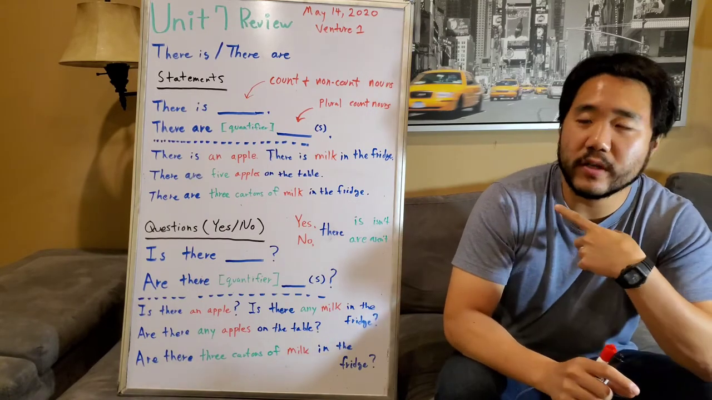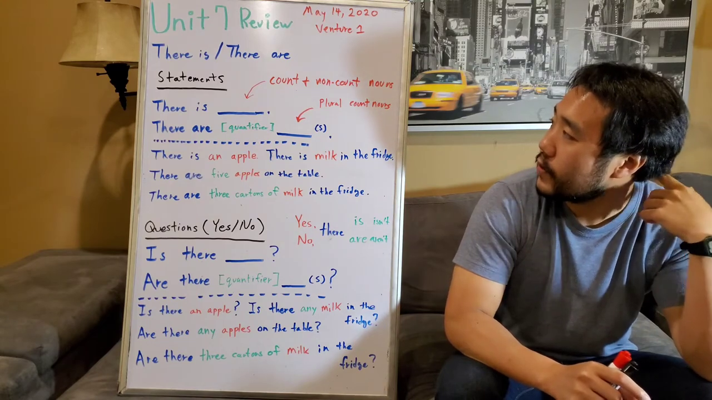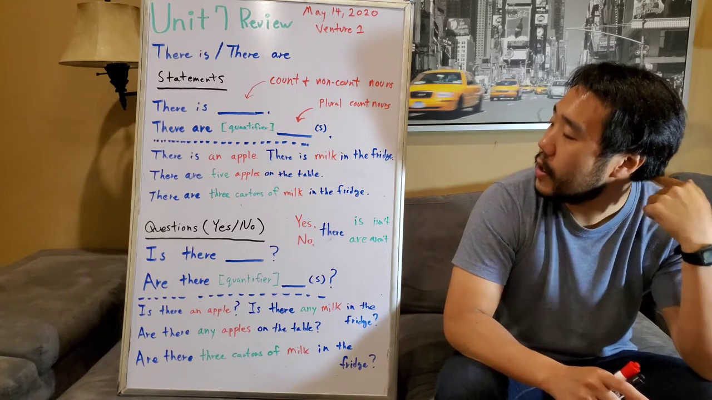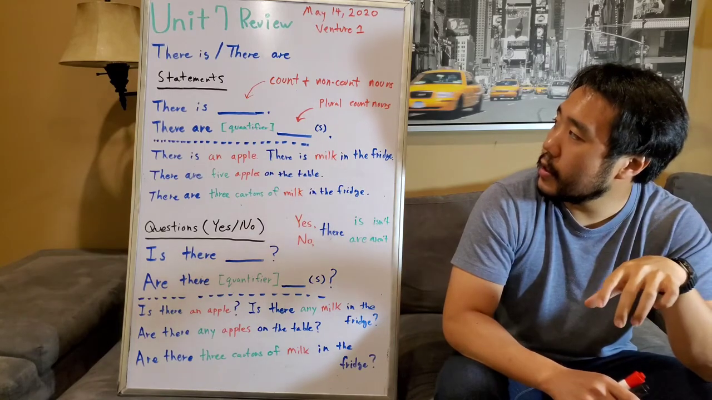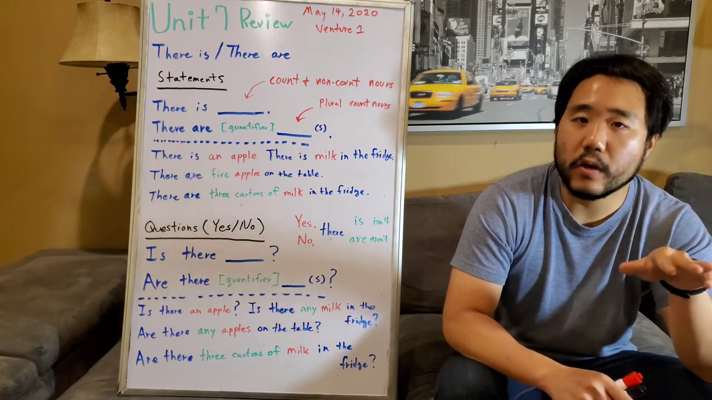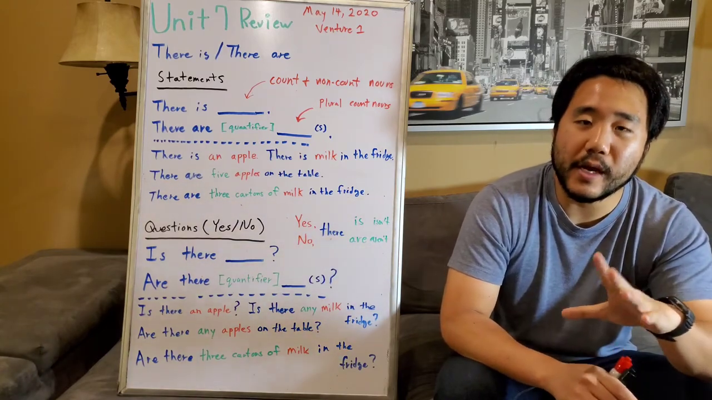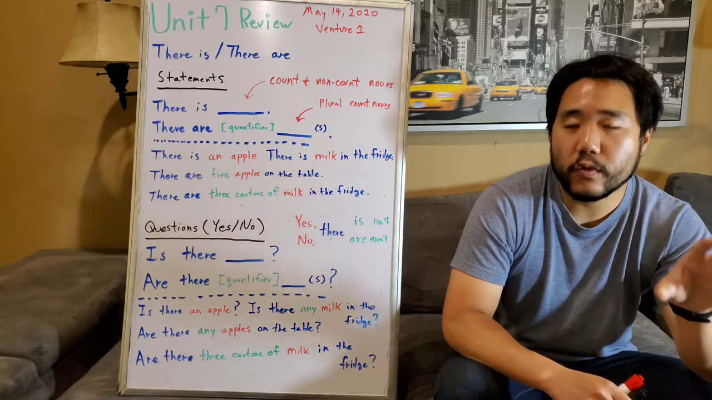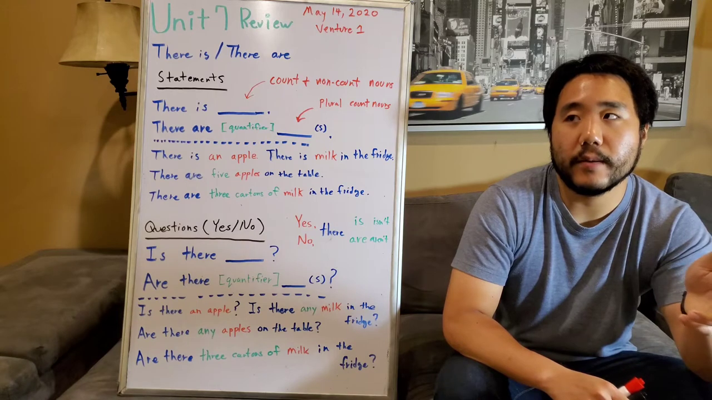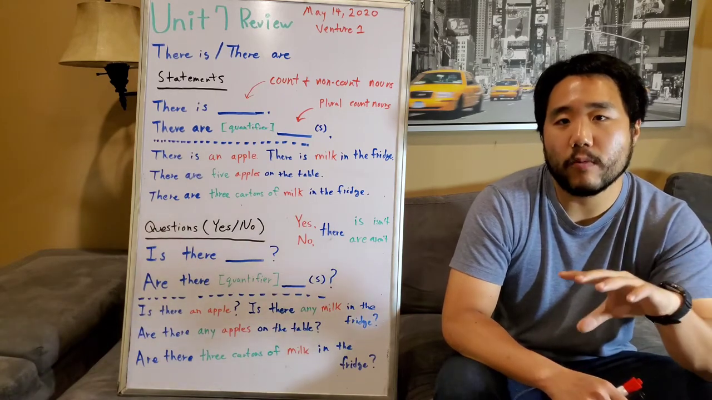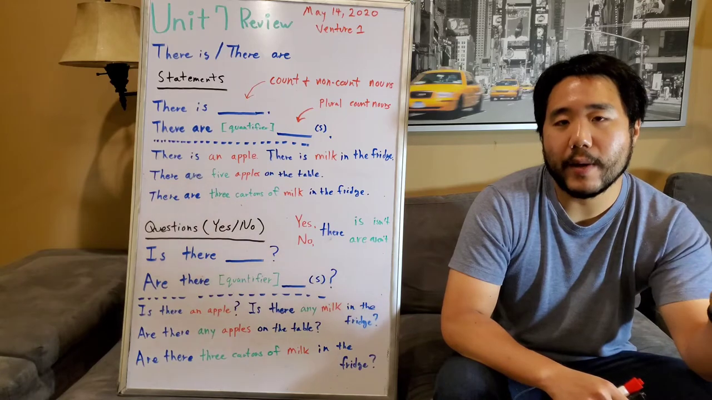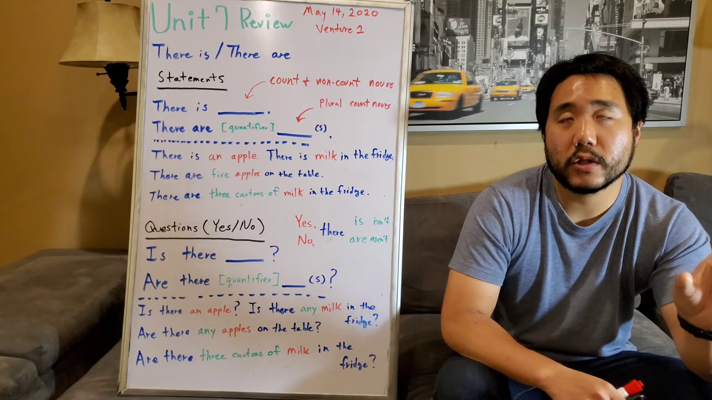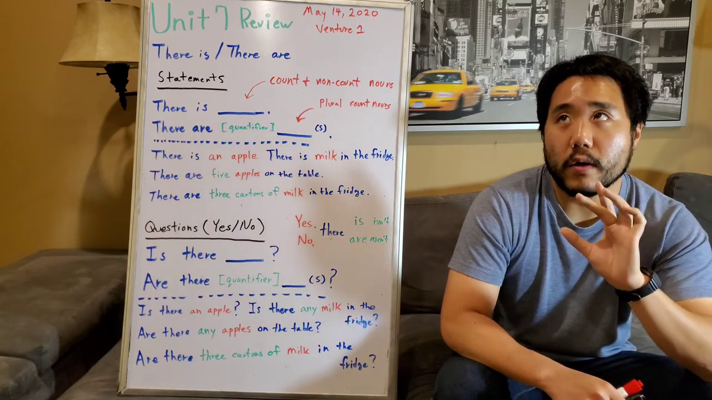We're still reviewing Unit 7. We're going to finish it today and then start reviewing Unit 8. In our last video, we were talking about countable and non-countable nouns. And then we reviewed making questions, especially with how many and how much, right? So how many is for countable nouns, and how much is for the non-countable nouns.